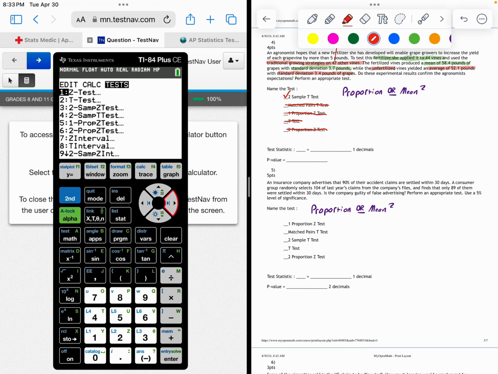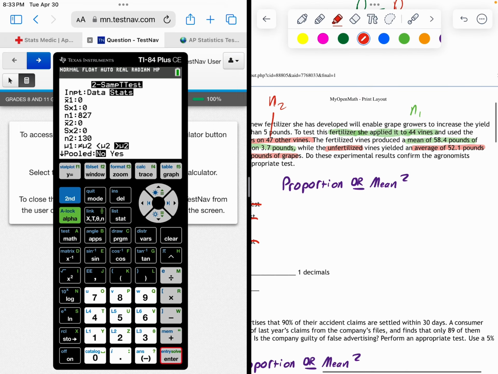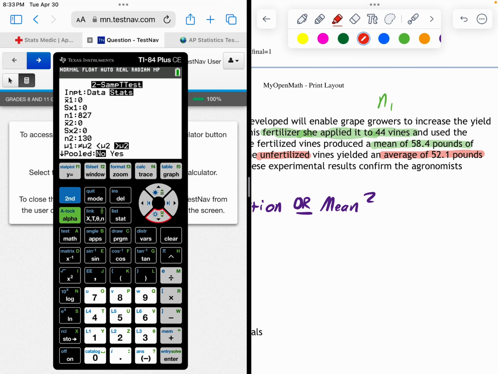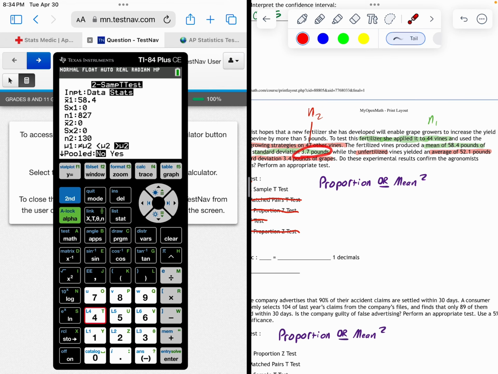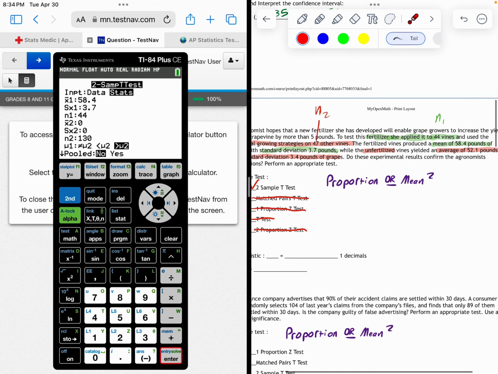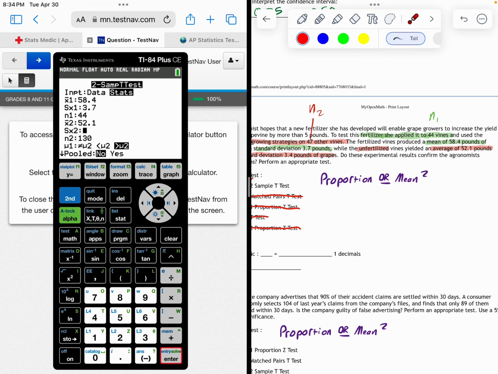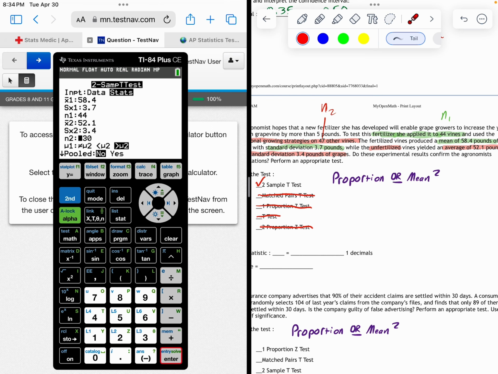Stat, tests. This is a two sample t-test. Number 4. We're going to do the stats because we don't have all the data in our lists, right? Put the green numbers first. The average for the fertilized vines was 44. Oh, sorry, that was the sample size. I should be looking here. This was the average of the fertilized. And the standard deviation was 3.7. And that was 44 vines. The second sample in red had an average of 52.1, 3.4 for the standard deviation, and that was 47.